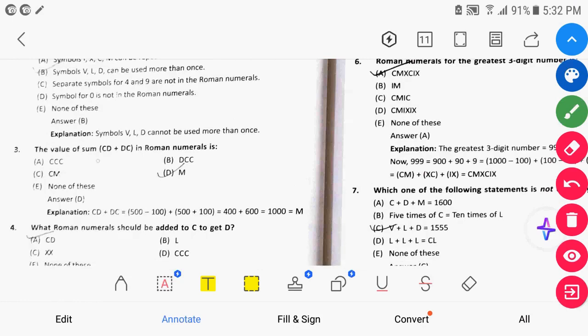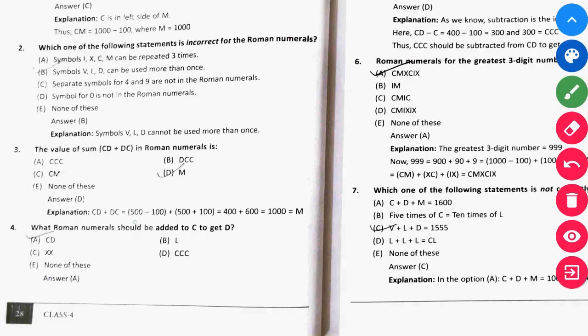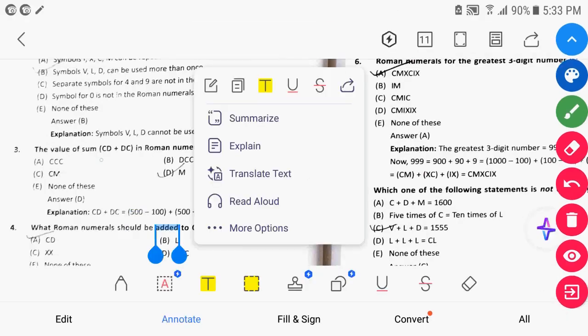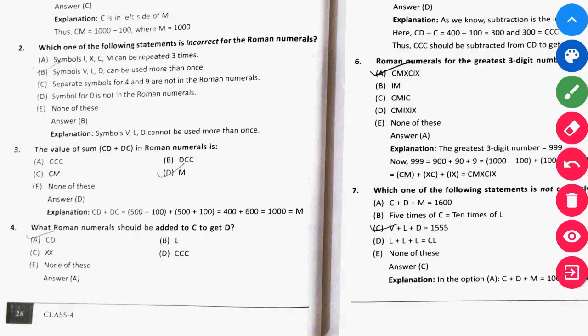Now the value of the sum CD plus DC in Roman numerals is. Now see, C means 100 and D means 500. Now in CD, the smaller numeral is at the left side. So CD means subtraction. Okay. So 500 minus 100.